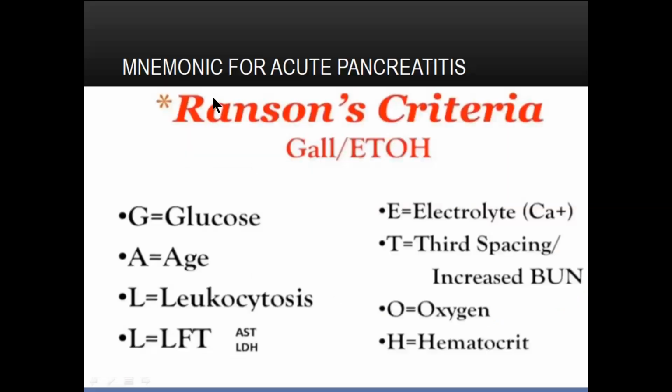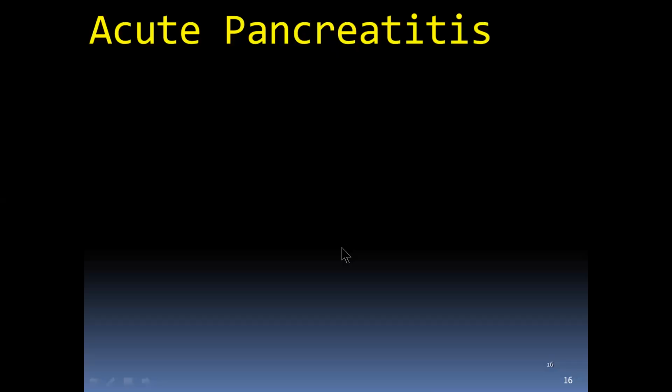You can remember a mnemonic for the acute pancreatitis Ranson's criteria, GALL ETOH. So G for glucose, A for age, L for leukocytosis, L for LFT, that is AST and LDH. This is for on admission. And ETOH is seen 48 hours after admission. E for electrolyte like calcium, T for third spacing or increased BUN, O for oxygen and H for hematocrit.